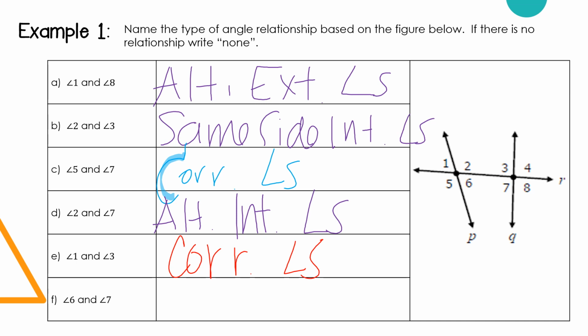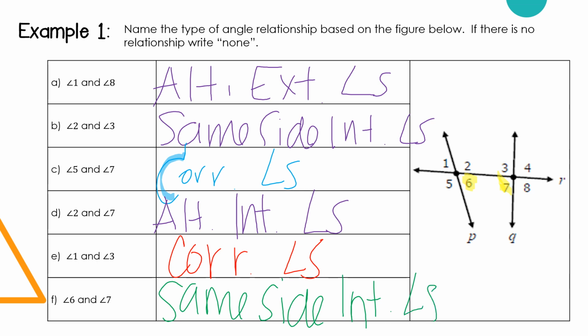And then finally, angle 6 and 7. Angles 6 and 7 are both on the inside of lines P and Q, and they fall on the same side of transversal R. So that makes them same side or consecutive interior angles. Whatever word you like, you do need to be familiar with both because you don't know what you're going to see when you take your test.